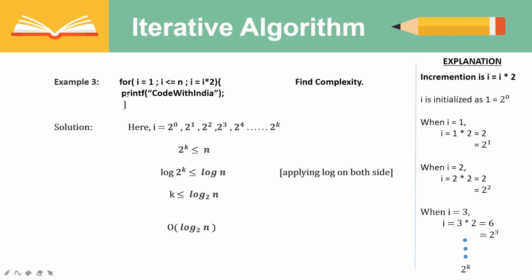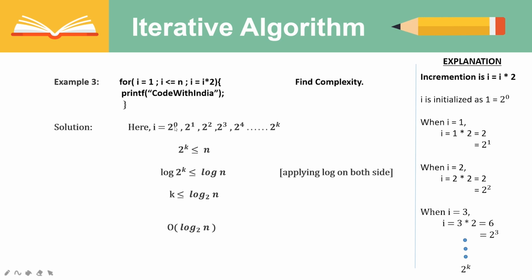Example 3. For i equal to 1, i less than or equal to n, i equal to i into 2, printf code with India. Here, the incrementation of the value of i is i equal to i into 2. i is initialized as 1. Here we are writing all the values of i. When i is initialized, its value is 1.